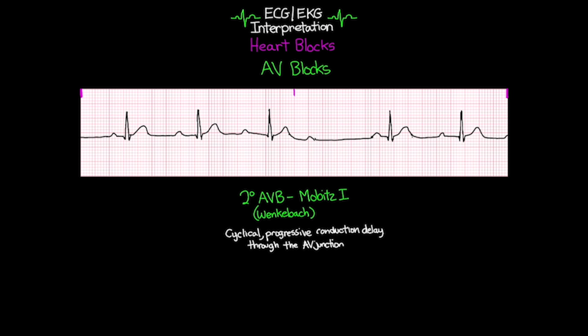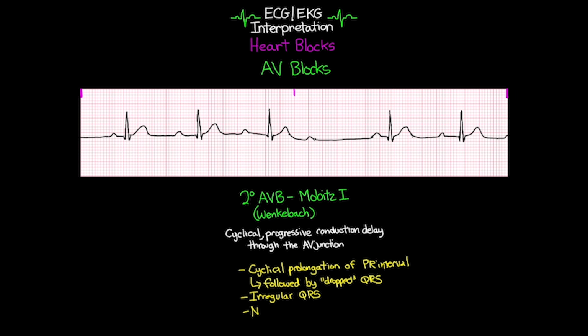So to go over our defining characteristics, we're going to have that cyclical prolongation of that PR interval. And again, that's going to be followed by a dropped QRS. And I will explain that in a minute so that it makes sense for you guys. With this, you're going to notice irregular QRSs, but still you're going to have that narrow QRS.